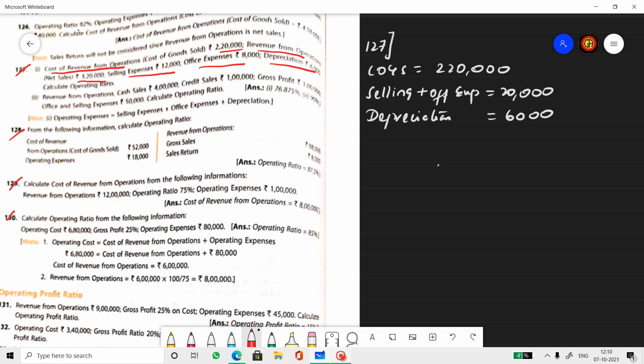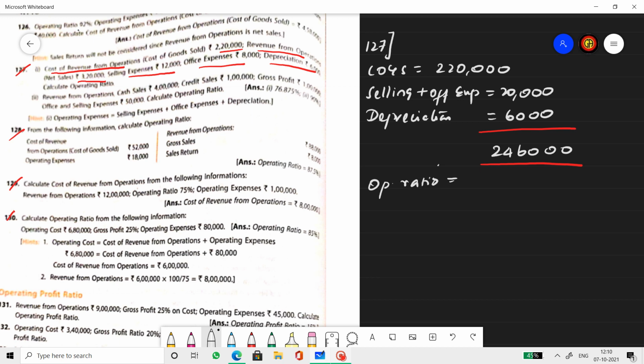Cost of goods sold is given as 2,20,000. Next, I have to list out all the operating expenses. Selling expenses an operating expense, office expenses an operating expense, depreciation and amortization like goodwill, anything written off is also an operating expense. So all this will contribute towards the operating cost, which is 2,46,000.